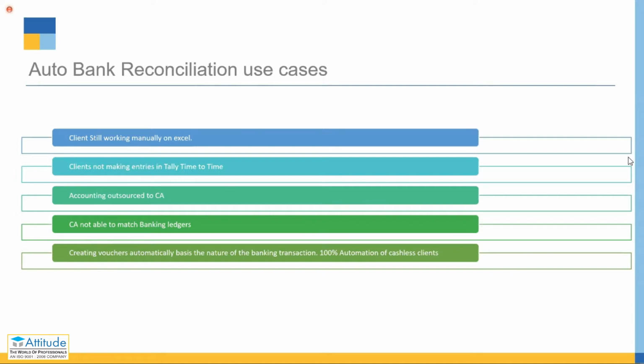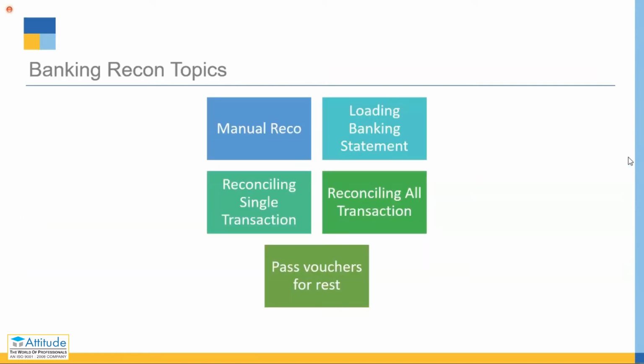There is also the feature of automatically creating vouchers through banking transactions. This is one of the features that we'll discuss later in this session. I'll show you, and because of that, it is possible to have 100% automation for cashless clients. If a customer is using everything through banks, then it is possible to get their entire transaction history automated in Tally. We'll see that later as well.